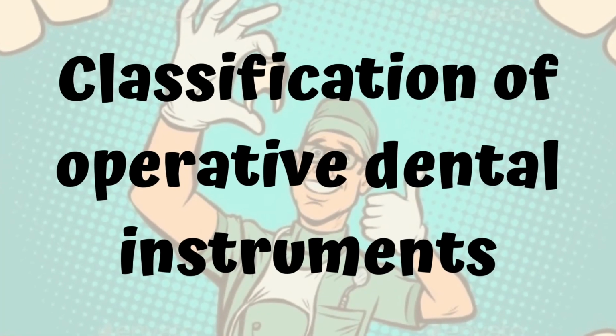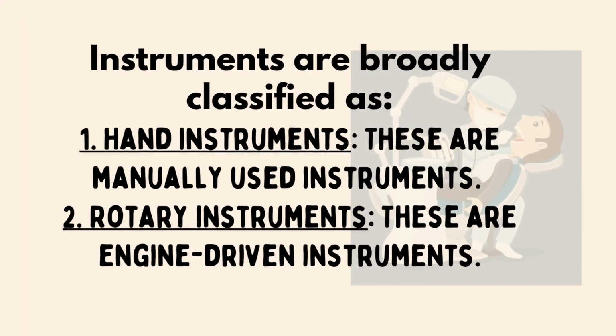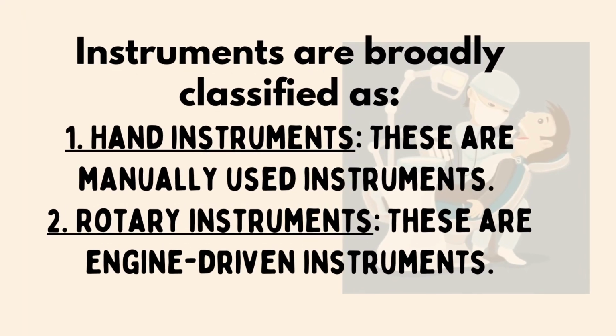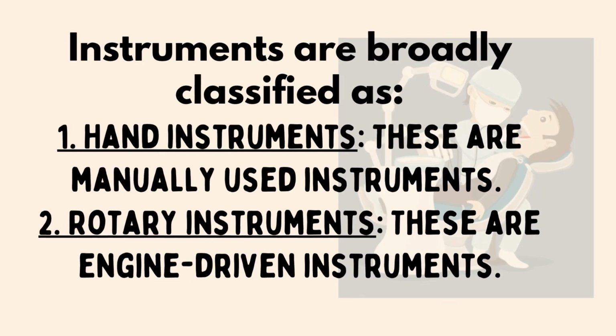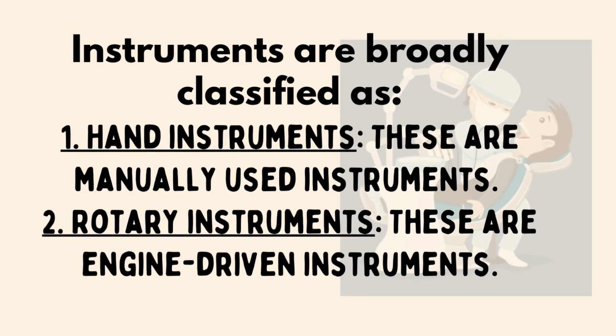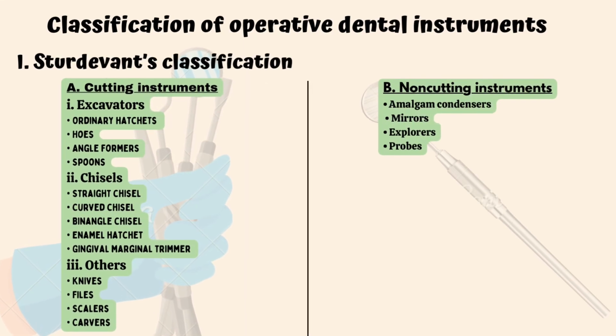Classification of operative dental instruments. Instruments are broadly classified as: 1. Hand instruments, which are manually used instruments. 2. Rotary instruments, which are engine-driven instruments.